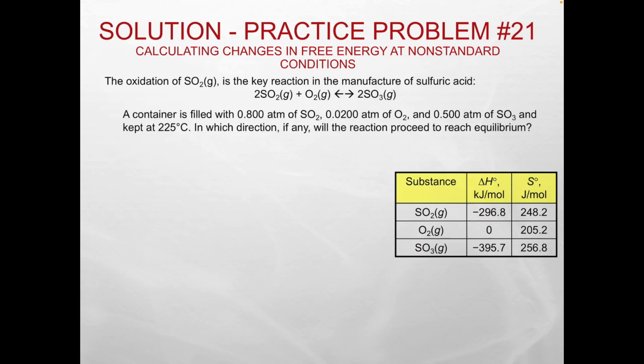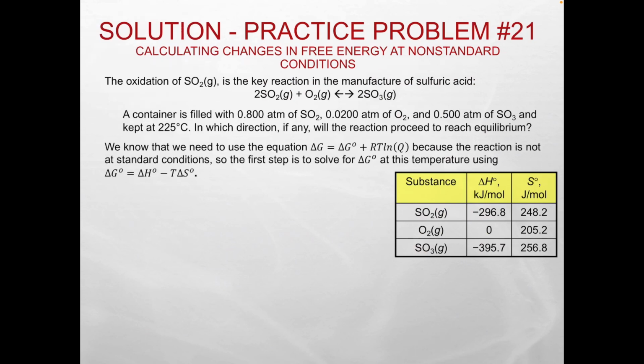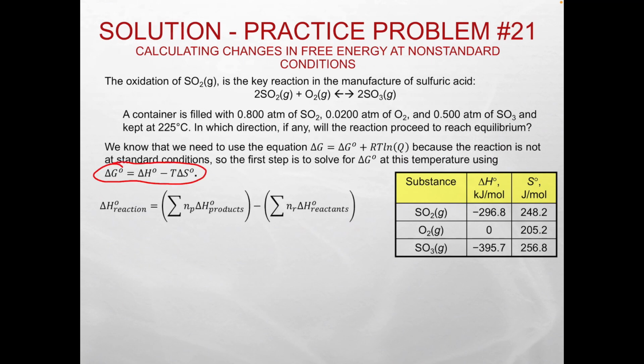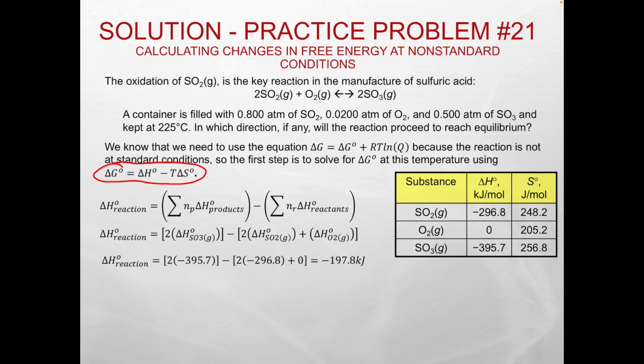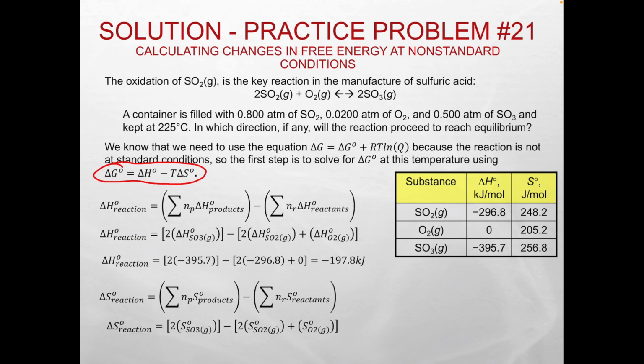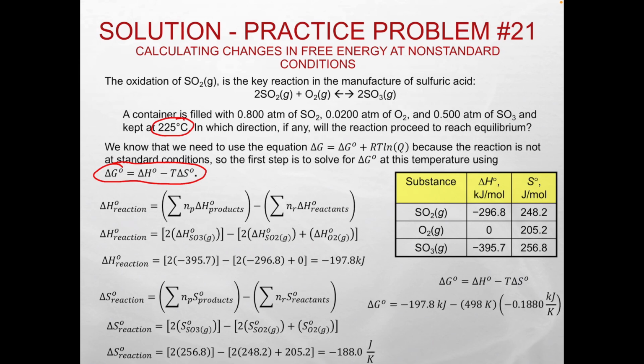So we can use our delta H values and our S naught values from the back of the book, and we can use that in this equation to calculate delta G. We'll do products minus reactants to calculate our value for delta H, just like we've done before. So we can get our delta H of our reaction, and then we can do the same thing with our S naught to get our delta S naught of our reaction. Then we can use those in this equation with the temperature, our 225 degrees Celsius that we convert into Kelvin, and then we can calculate our delta G naught.